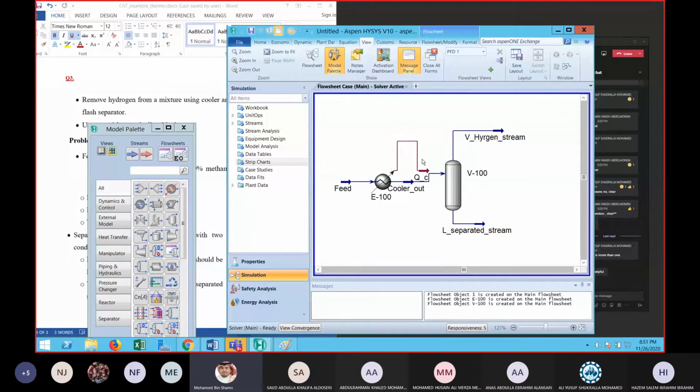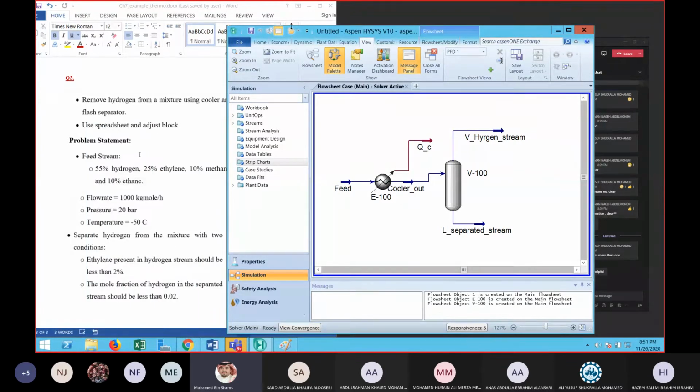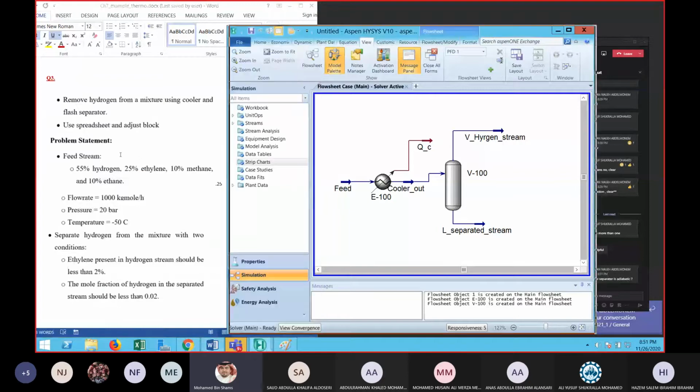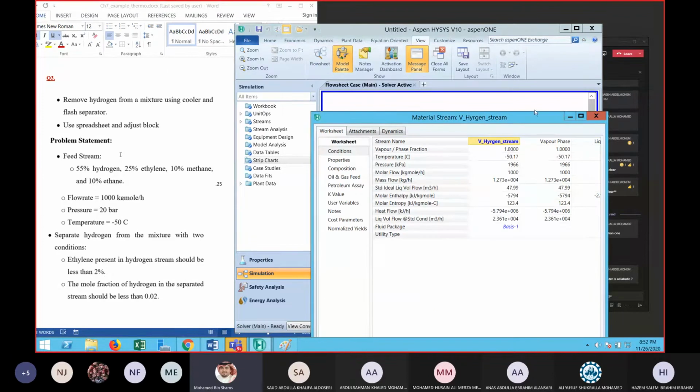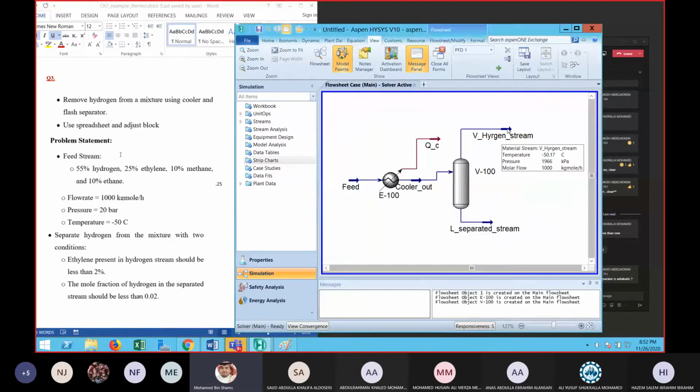And someone might ask what you are looking for. Well, I'm looking for the following. I want the ethylene present in the hydrogen to be less than or equal to 2%. Notice in the stream, first of all, guys, here you have 1000 kilogram mole per hour and here we have 0 kilogram per hour. What does that mean? It means I have no separation, because everything goes to the vapor phase.